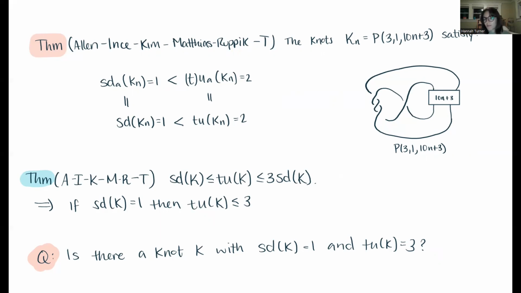And so we're kind of close to nailing down what can happen, but there's still this lingering question: does such a knot exist where the untwisting number is exactly equal to 3, but the Surgery description number is 1? Okay. But we're not ready to answer that yet.